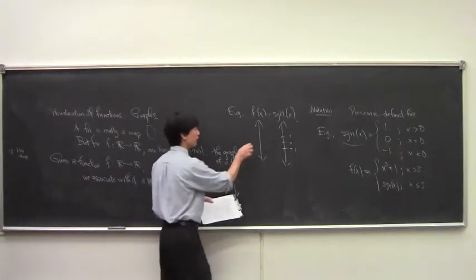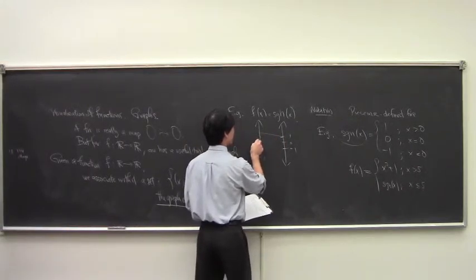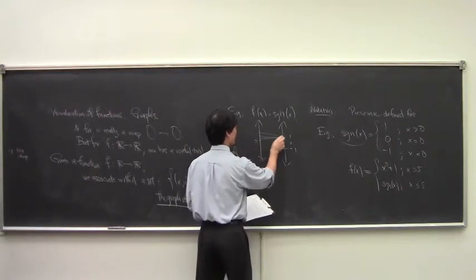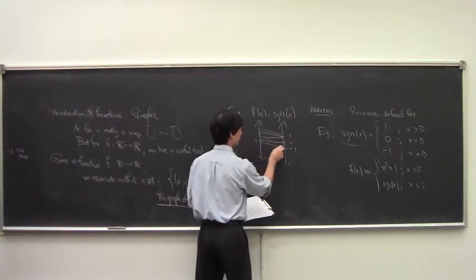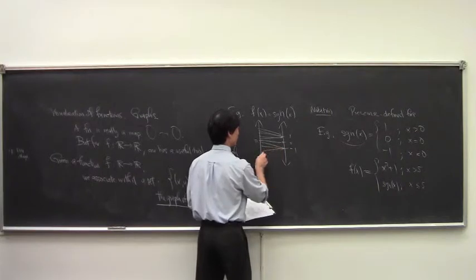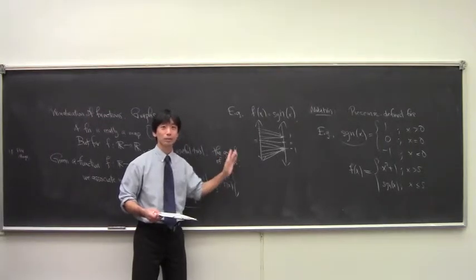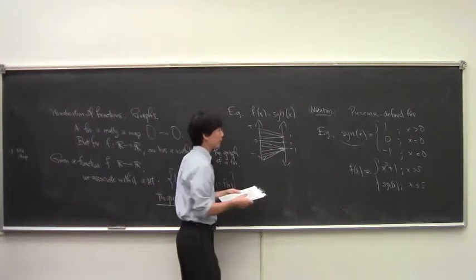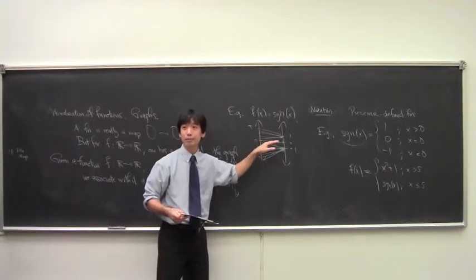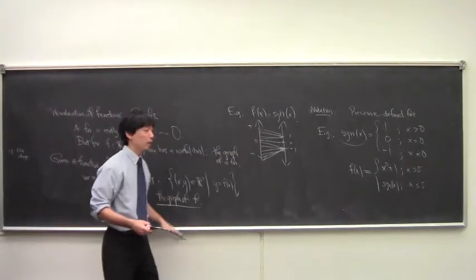It says whenever you take a positive number, map it to 1. Map all these guys to 1, map 0 to 0, and map everything else to negative 1. All the negative numbers get mapped to negative 1. So as a mapping, this is how the Signum function looks. Positive guys get mapped to 1, negative guys get mapped to negative 1, 0 gets mapped to 0. That's exactly what it is.